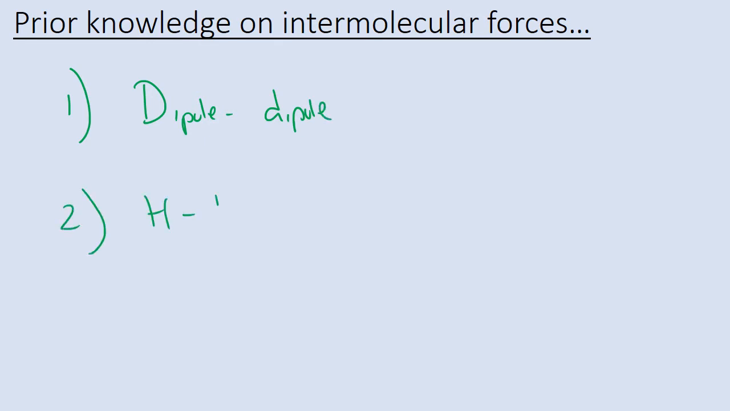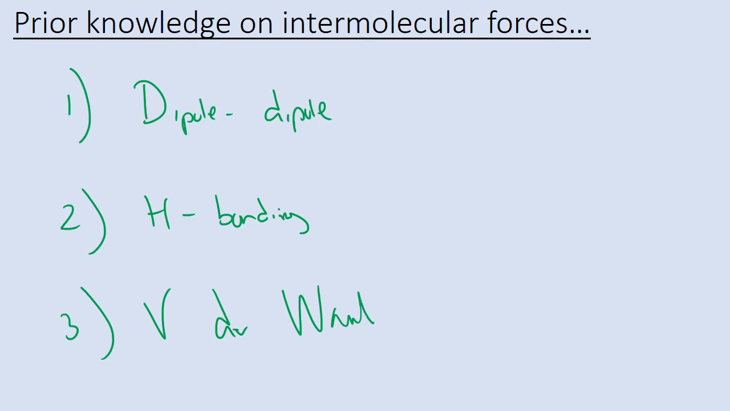Finally then, our prior knowledge on intermolecular forces. There were three types of intermolecular forces. We had dipole-dipole, we had hydrogen bonding, and third, the very poor van der Waals. It is worth reminding yourself of what those forces are and when they arise, because we will look at these forces between polymer chains and we'll be looking at these three types of intermolecular forces. So again, that's way back at the very beginning of AS.